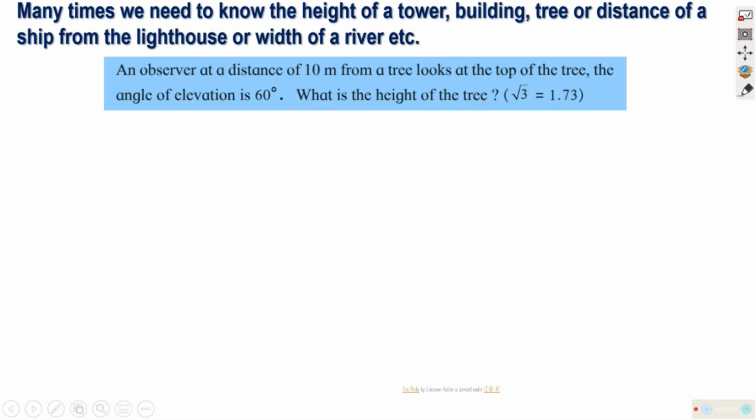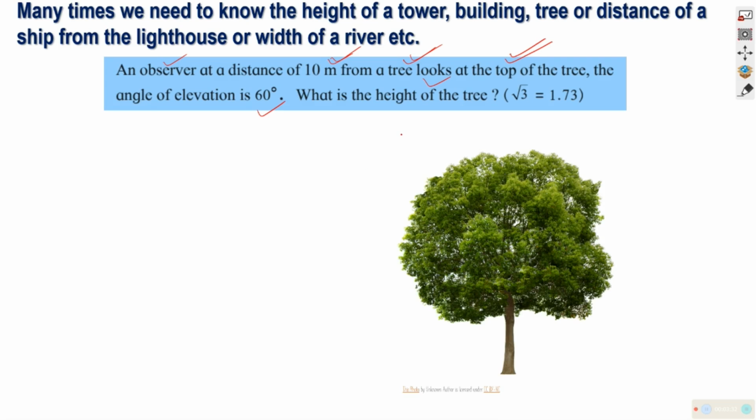Sometimes a different situation also may come. Here is a real situation. An observer at a distance of 10 meters from a tree looks at the top of the tree. The angle of elevation is 60 degrees. What is the height of the tree?